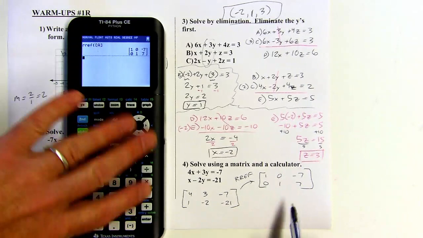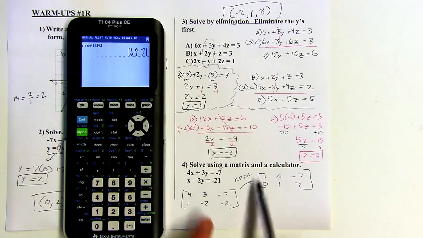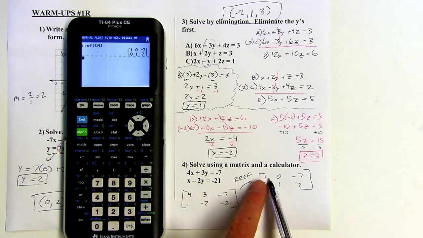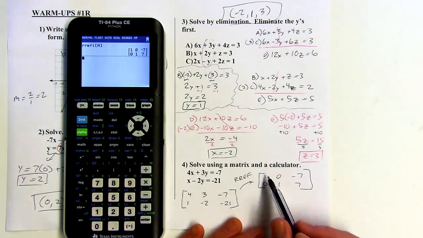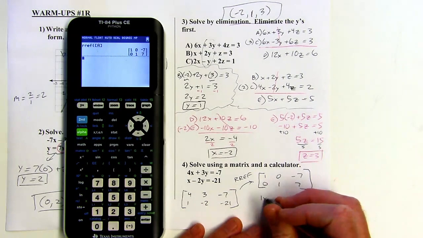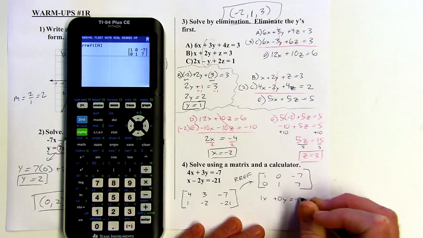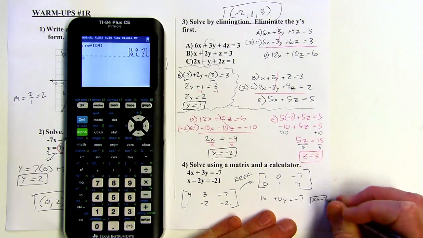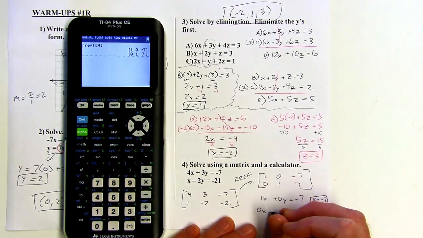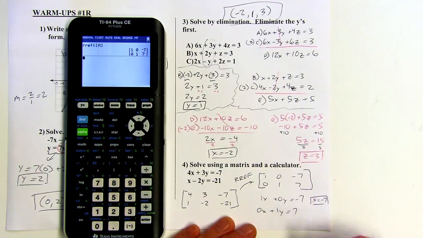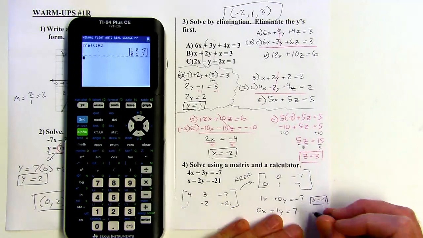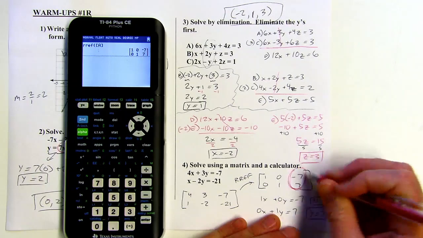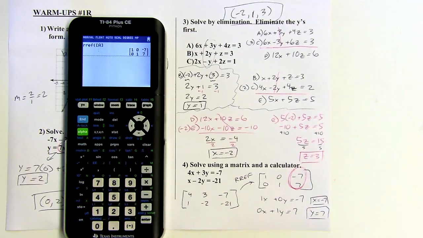Okay, and if you think about what this matrix means, well, hey, the top row here meant 4x plus 3y equals negative 7. So the top row here is going to mean 1x plus 0y equals negative 7. Well, that means x equals negative 7. Okay, and the bottom row here means 0x plus 1y equals positive 7. So in other words, y is going to equal 7. Okay, so in reduced row echelon form, there's your solution, right? The top number is going to be the x, the bottom number is the y.